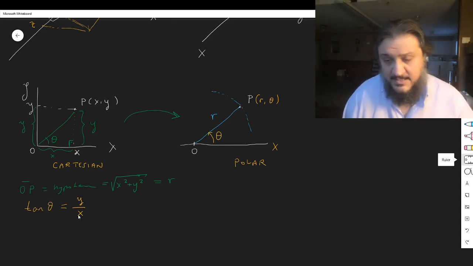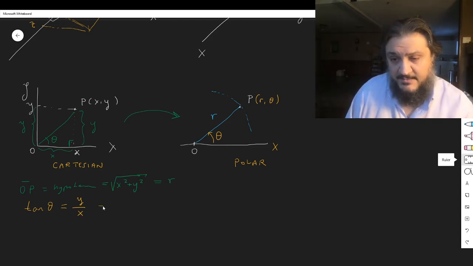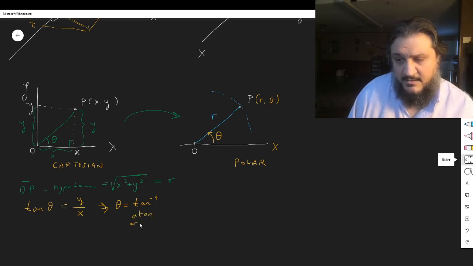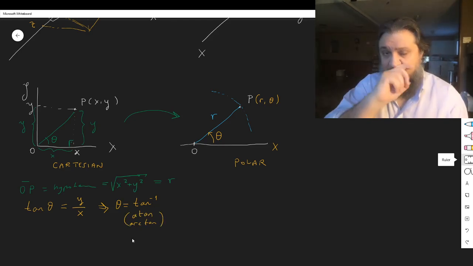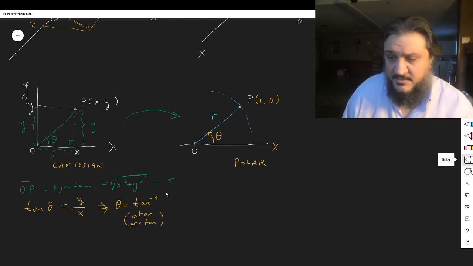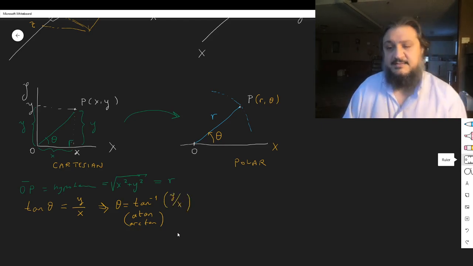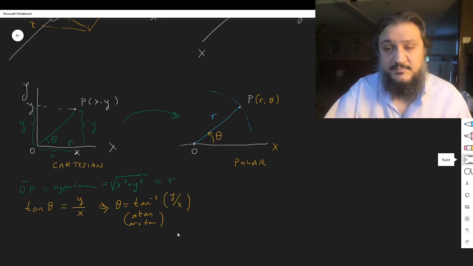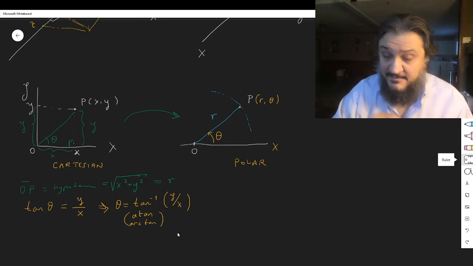All right? So there you have it, a relation between x, y on one side and theta on the other side. If you solve it for theta, that would be the arctangent, which you can write as atan or arctan or tan to the power negative 1, any way you like. So theta is arctangent of y over x. So given x and y, that's how you go to polar. Find r and theta. All right?